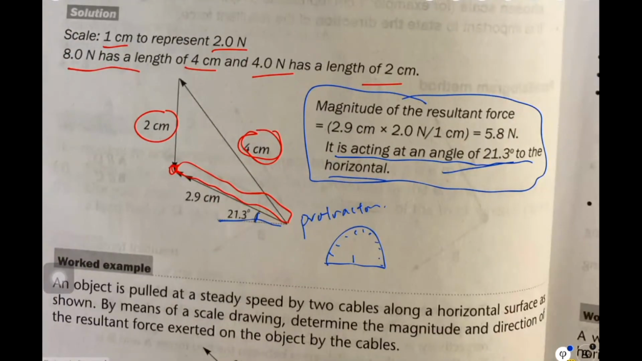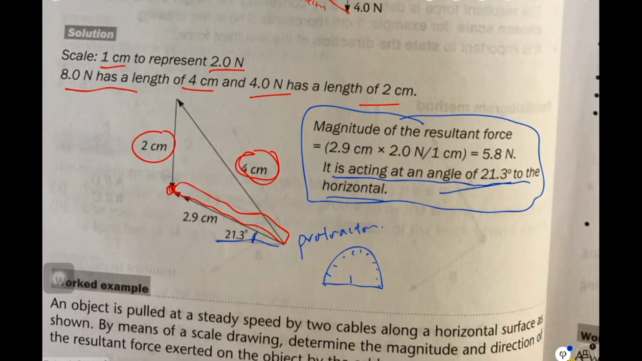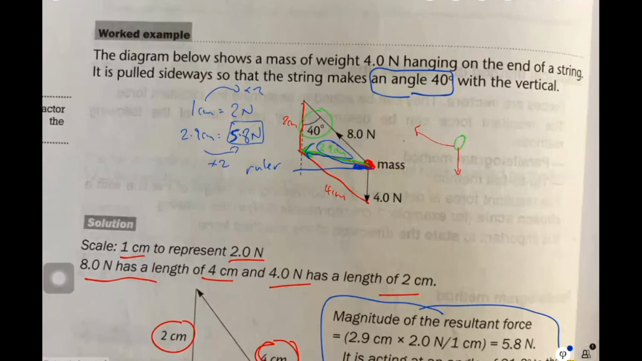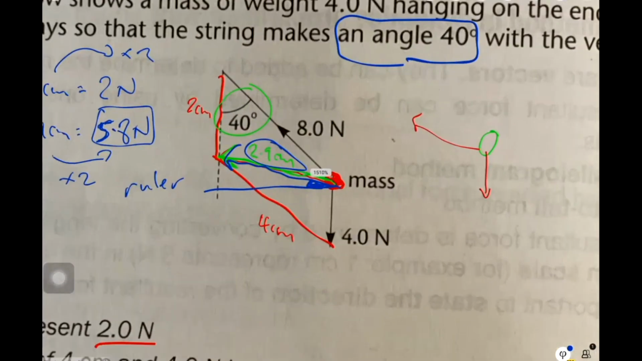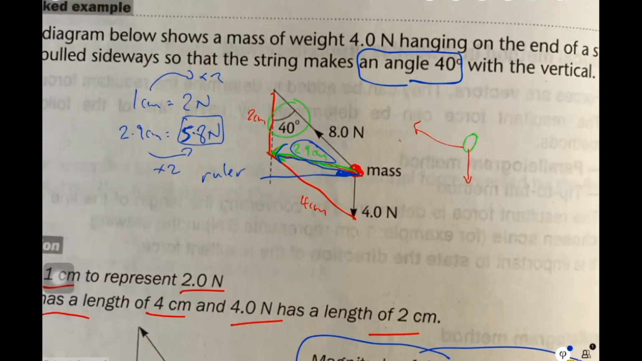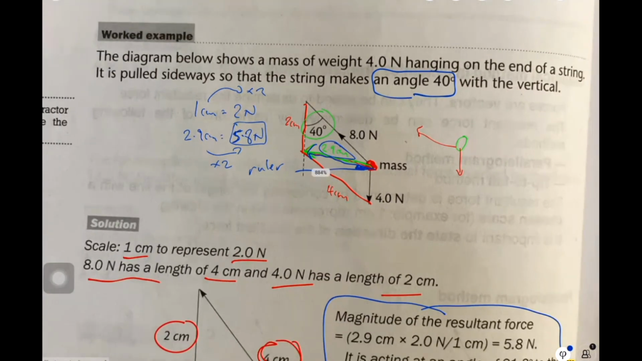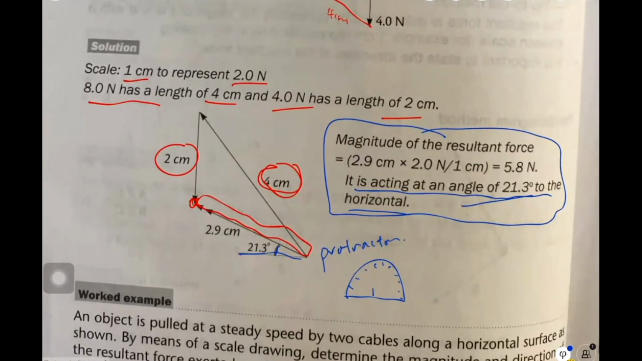Maybe we see a few more examples. So what's the key takeaway here? Key takeaway is we draw and then we measure the length. To find the answer, you draw and measure the length. So maybe we see another example.